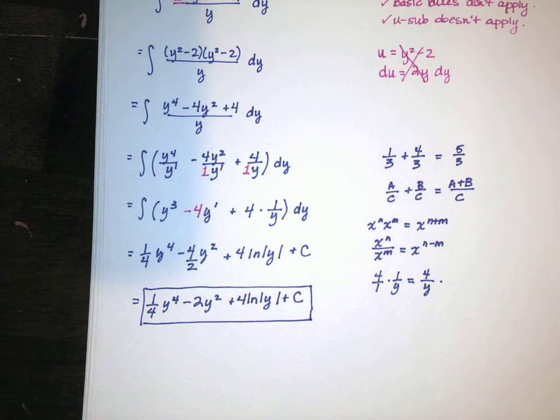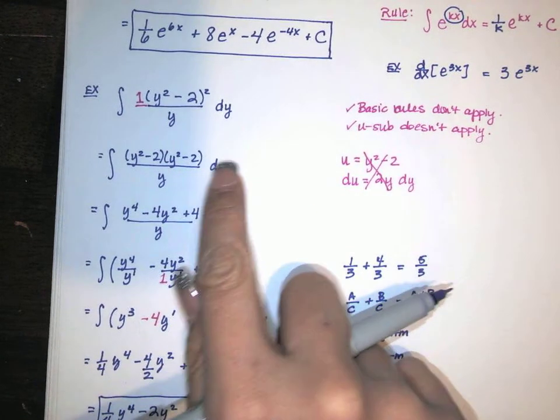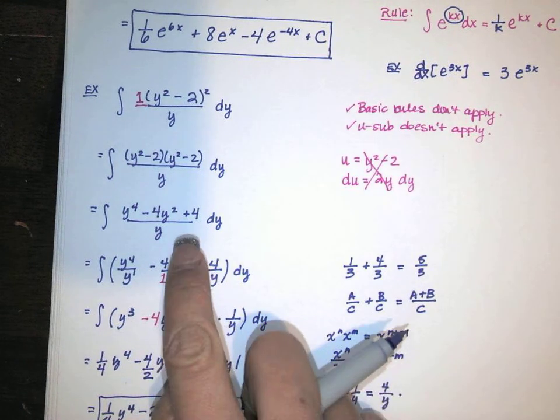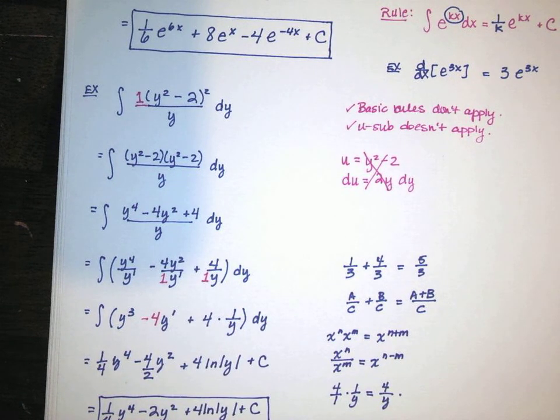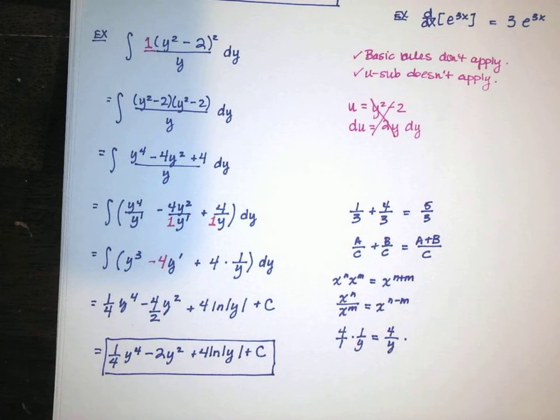Alright, so that was expanding a binomial squared, and then we divided each of these terms by a y. But you'll see more examples of that in the next video.